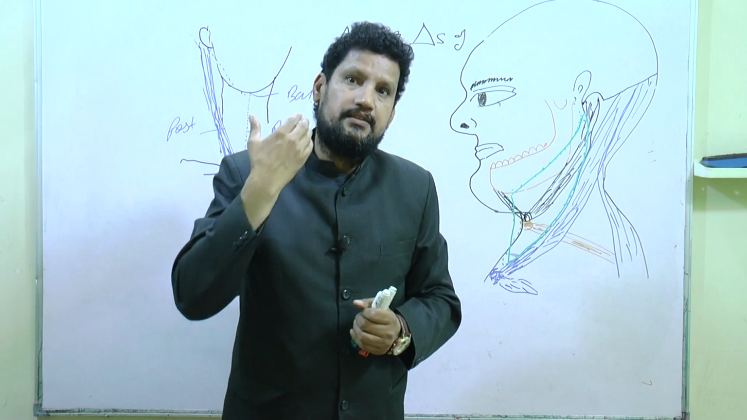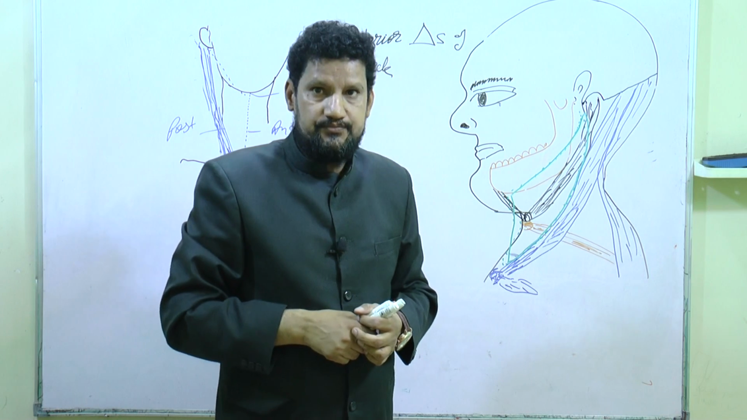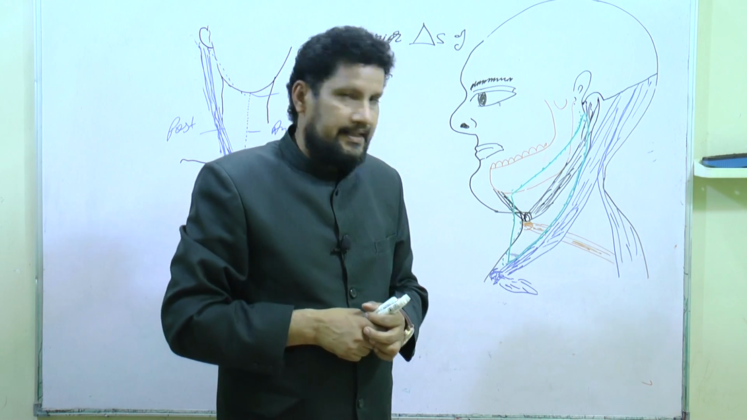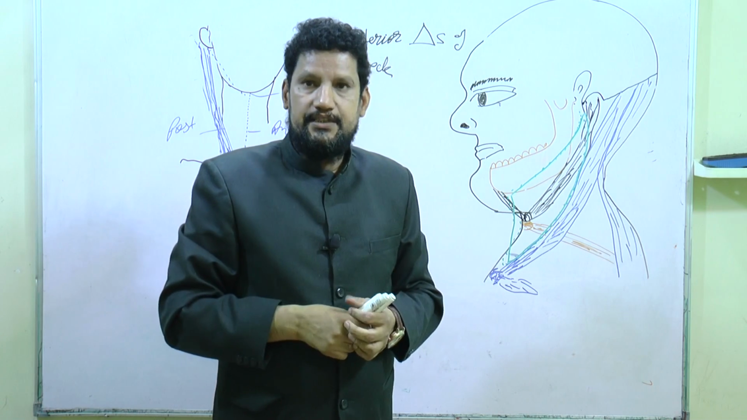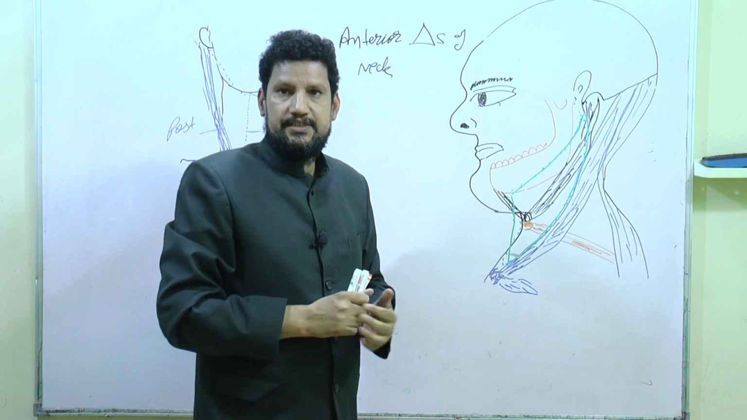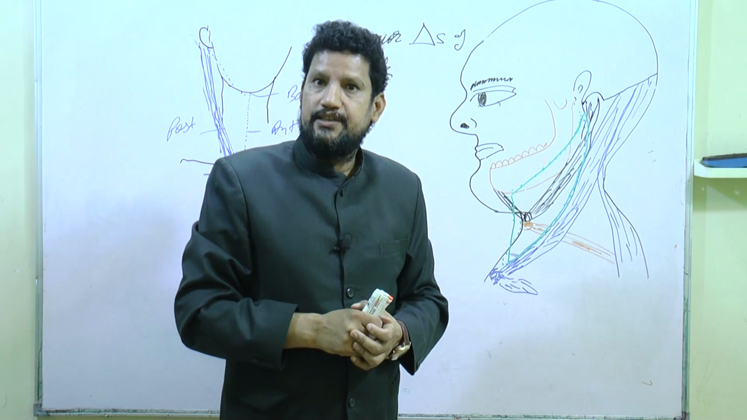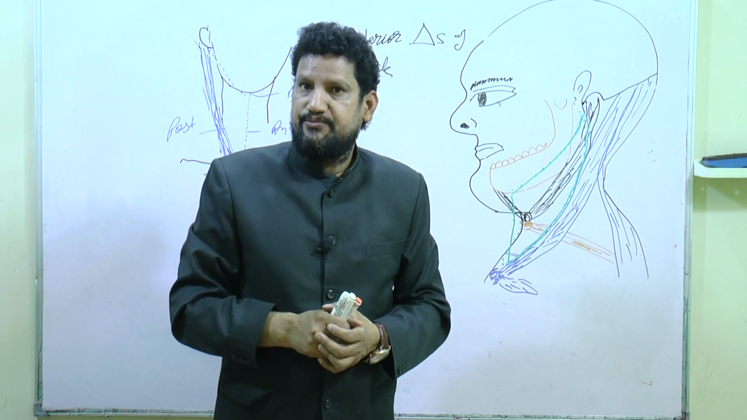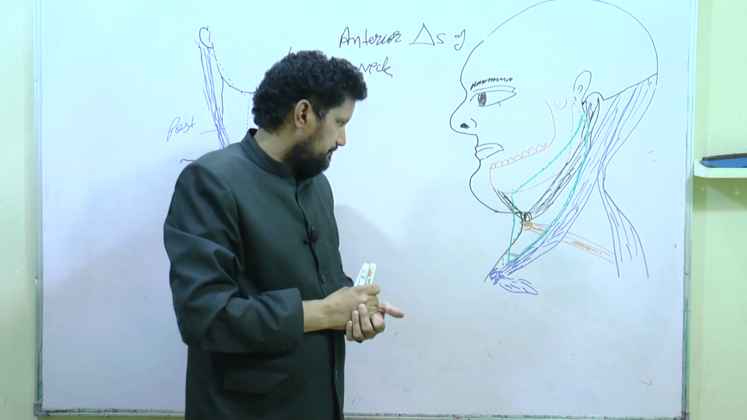The platysma muscle is here, and it is also known as the shaver's muscle, used during shaving to tighten the skin of the neck. And the deep fascia, which is known as the investing layer of the deep fascia, has modifications like the pretracheal fascia, prevertebral fascia, and carotid sheath.